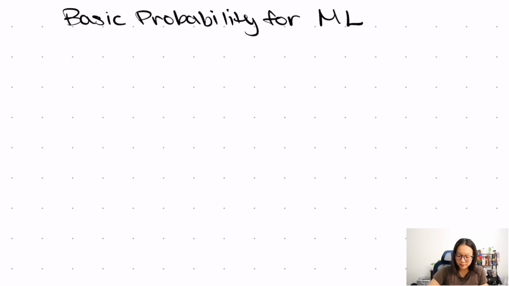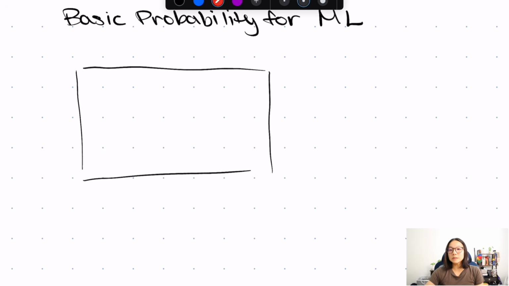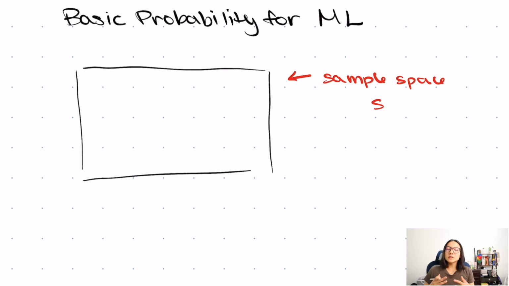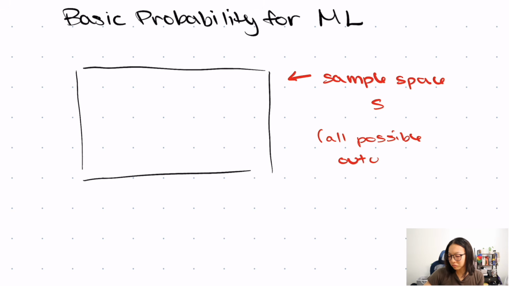So if I have some box over here. So this box is something that I'm going to call the sample space, or S. And what this is, it represents all the possible outcomes, all possible outcomes of some experiment, you could say.